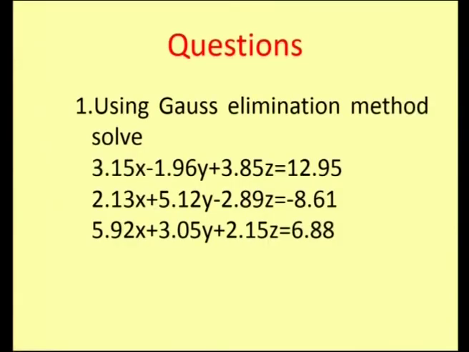Based on the discussion in this session, the following question may be posed. Using Gauss-Elimination method, solve 3.15x minus 1.96y plus 3.85z is equal to 12.95, and 2.13x plus 5.12y minus 2.89z is equal to -8.61, and 5.92x plus 3.05y plus 2.15z is equal to 6.88.